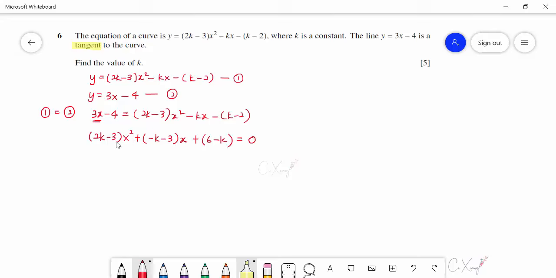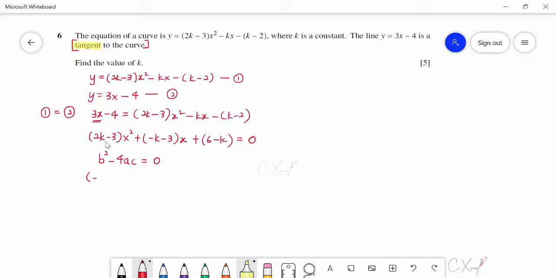Okay, so I get something like this, which is a quadratic equation in terms of x. And k is unknown. You don't know what the value is. Okay, what is the value for k, and we want to find it out. So to find the value for k, we are using this information: the line is the tangent to the curve, which means that they intersect at one point. Therefore, b squared minus 4ac should be equal to 0.